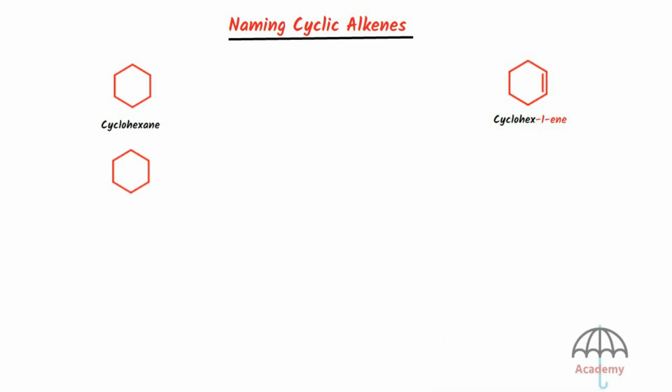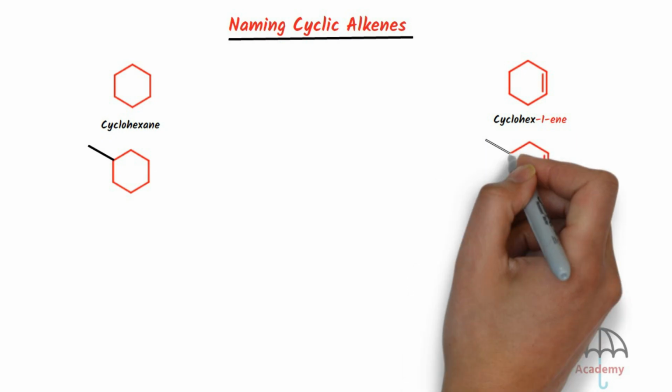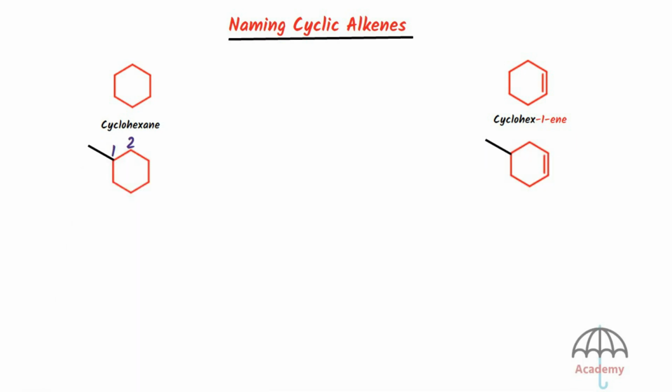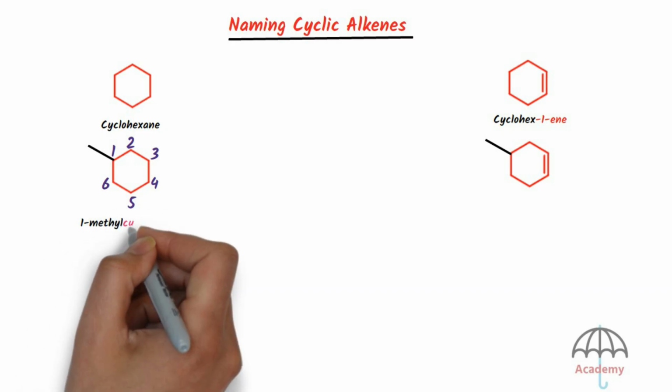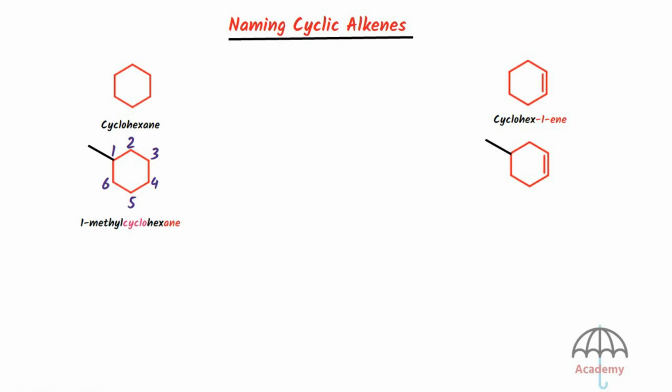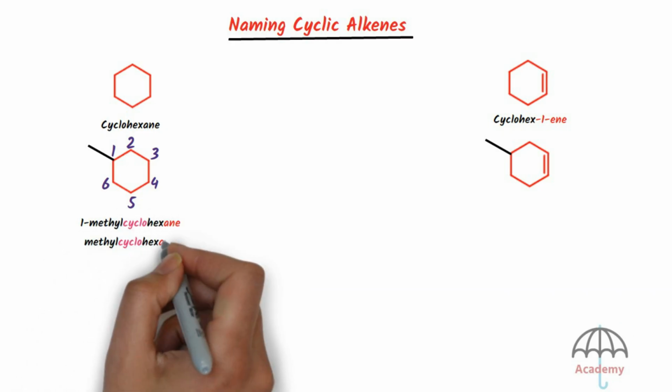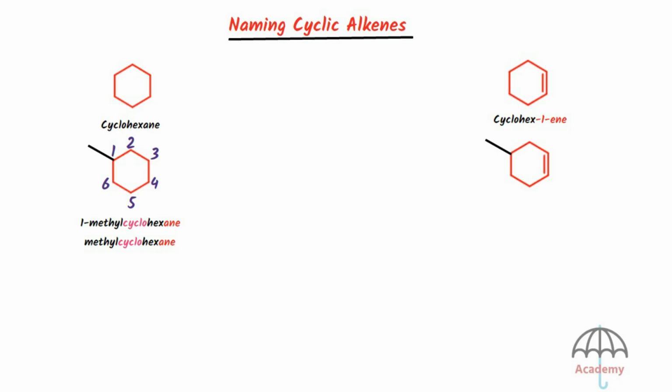Now if we attach a methyl substituent at some point to this cyclohexane molecule, then numbering will start from the carbon bearing that substituent, so that it is called 1-methylcyclohexane. Or simply methylcyclohexane because number 1 location of substituent is automatically understood.